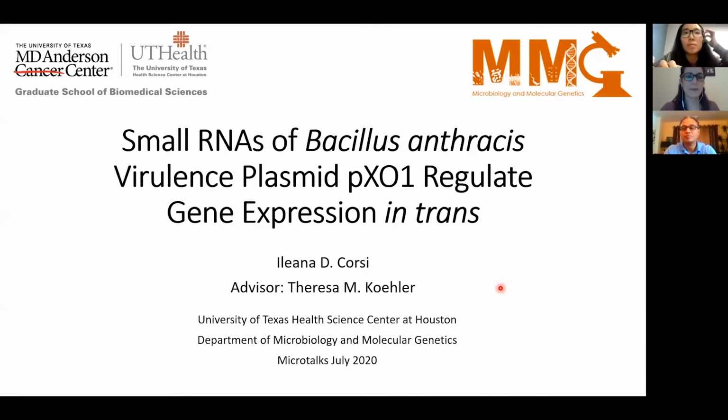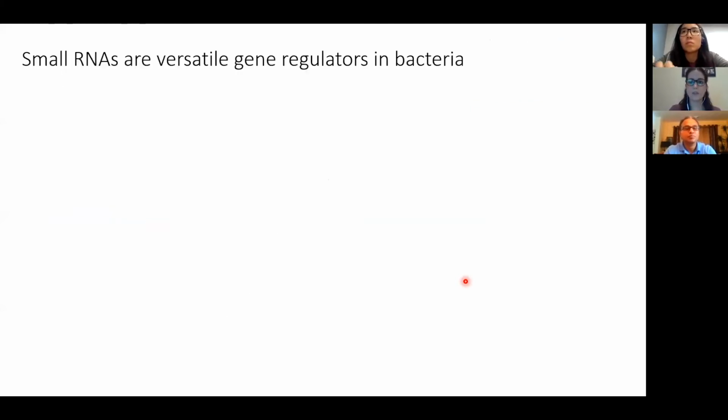All right, so hi everyone. Thank you for coming to hear my talk. So I'm going to tell you about small RNAs of Bacillus anthracis and my work in the Koehler lab. So small RNAs are versatile regulators of gene expression in bacteria. They typically function at the post-transcriptional level to regulate gene expression by interacting with mRNA transcripts. And those interactions will result in either negative or positive regulation of gene expression.